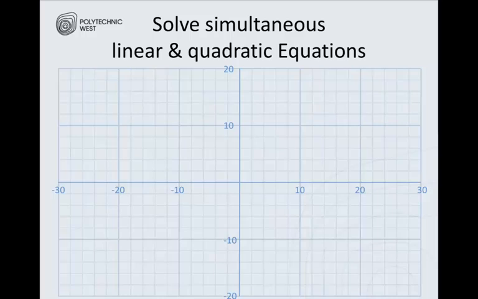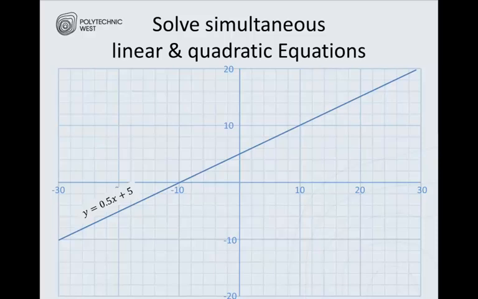We want to be able to solve simultaneous linear and quadratic equations. What that means is, if you have a straight line like this, in this example y equals 0.5x plus 5, and you have a quadratic equation such as this one, where y equals 0.25x squared minus 0.25x minus 3, I want to solve those two equations, which means I want to find the 2 points at which they meet.